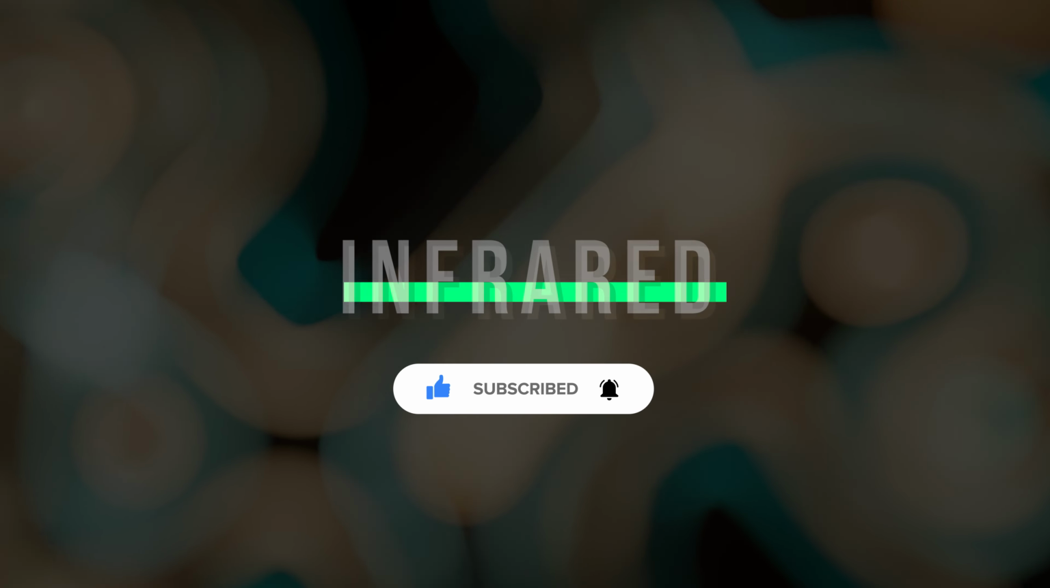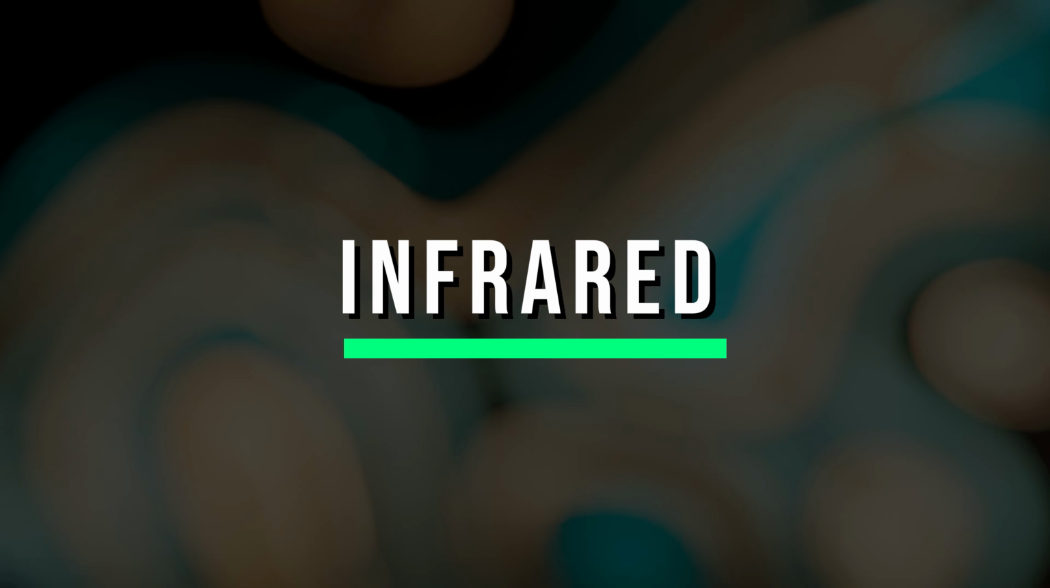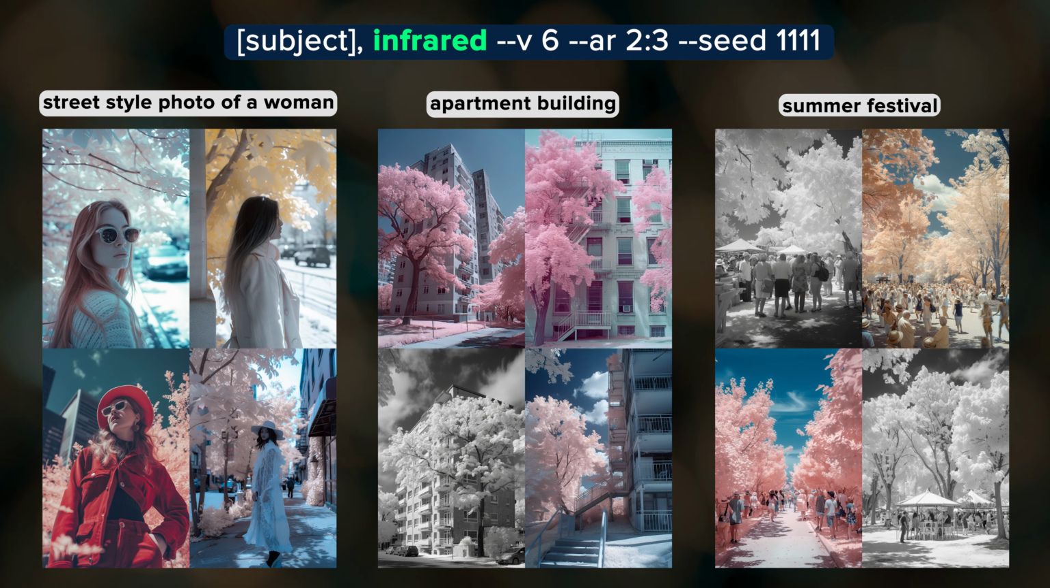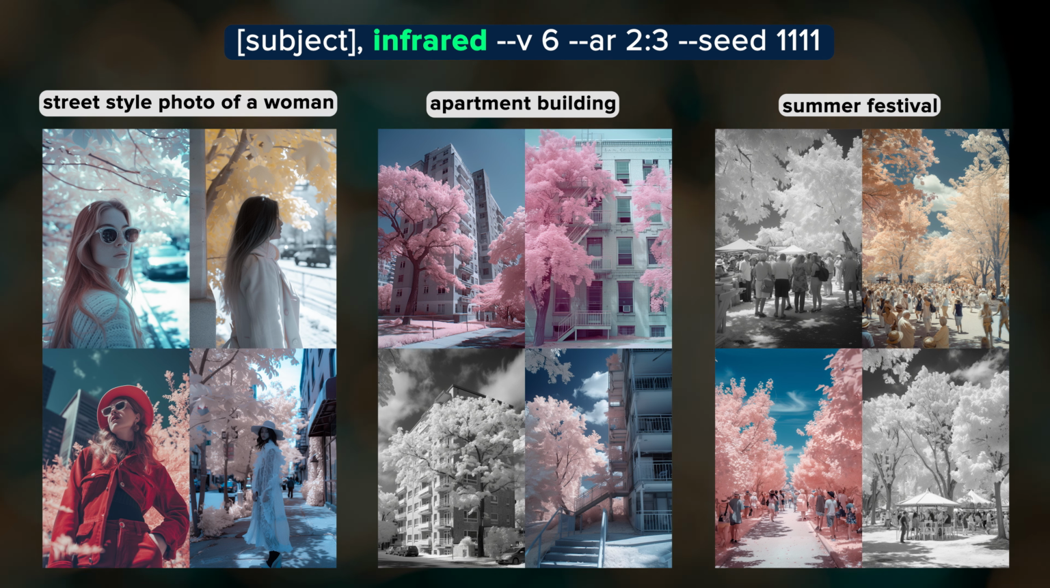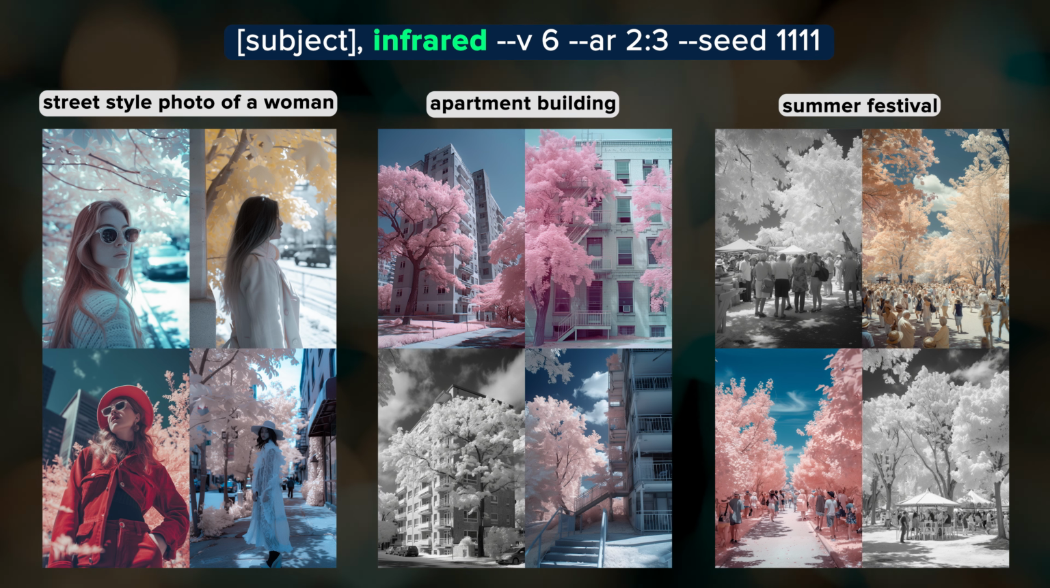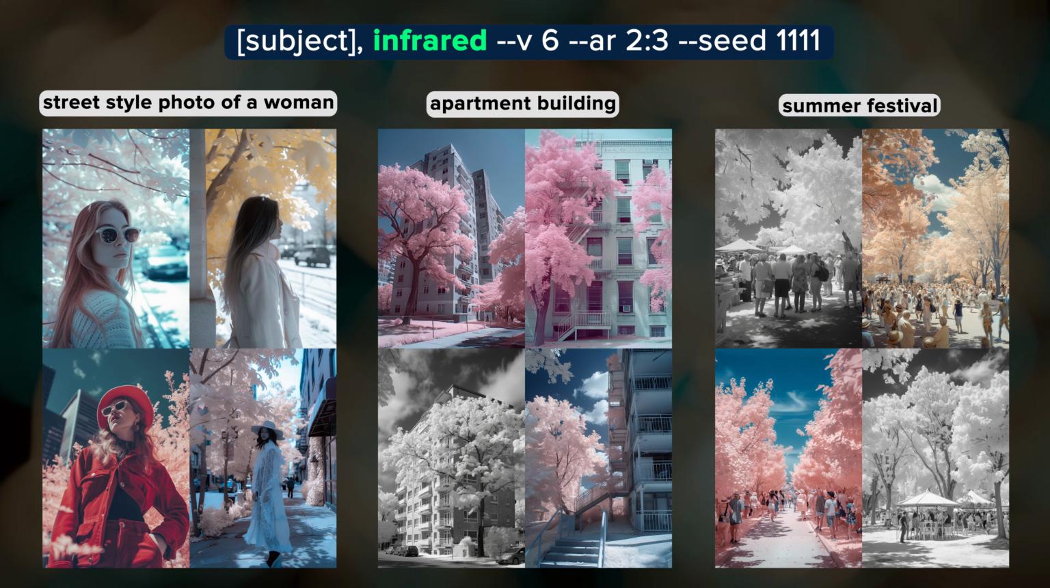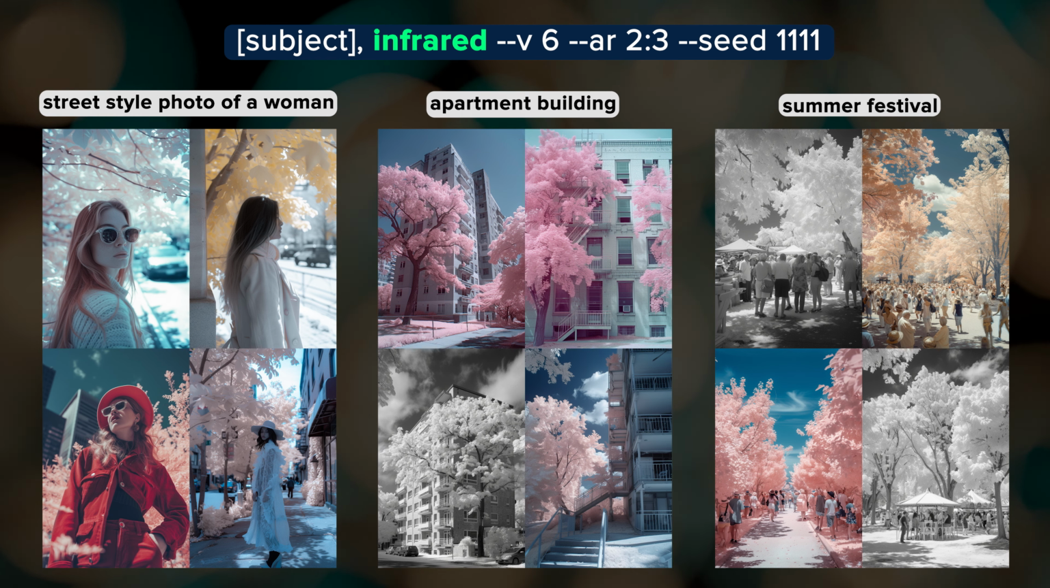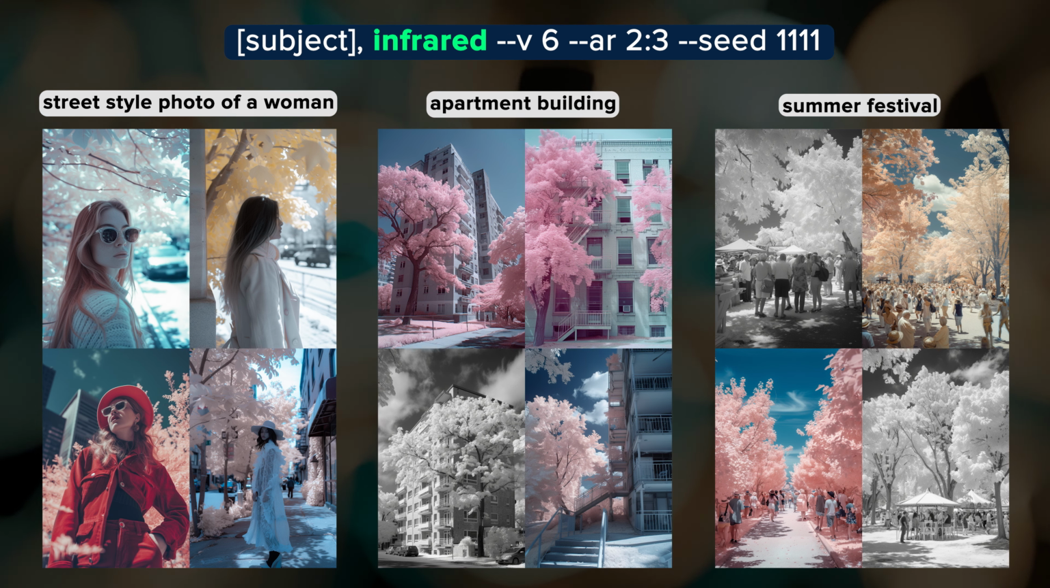First up, we have infrared. Infrared photography captures light from the infrared spectrum, which is invisible to the human eye. The result is really striking images with an ethereal, dreamlike quality. This type of photography gained popularity in the 1930s when infrared film first became commercially available.